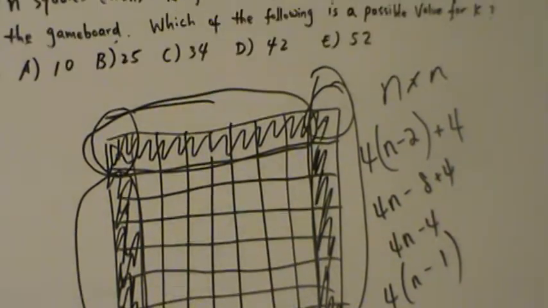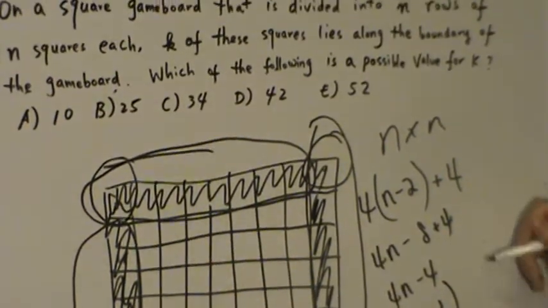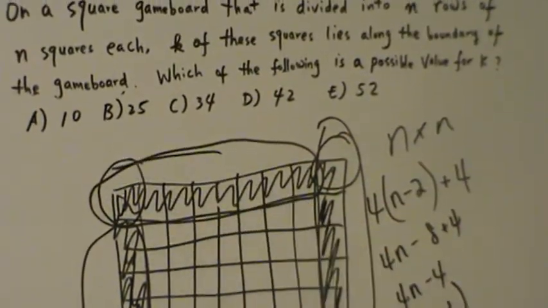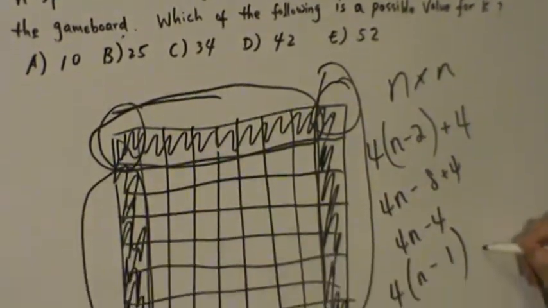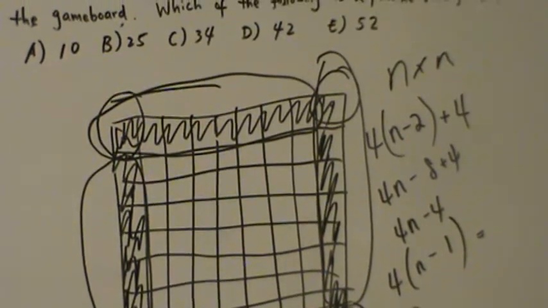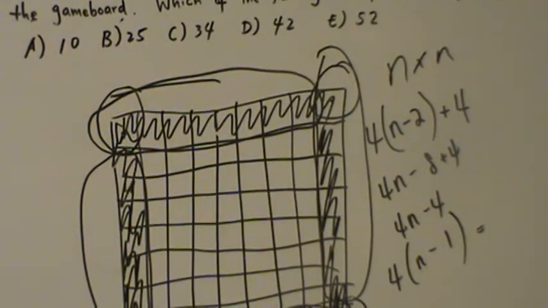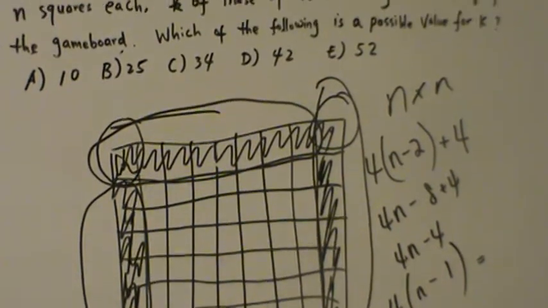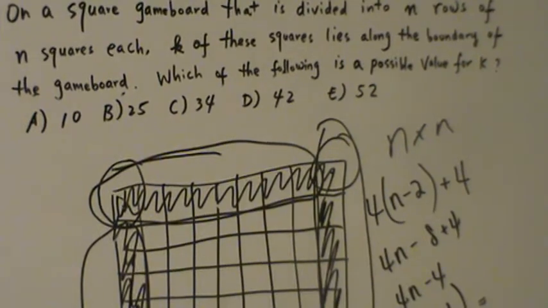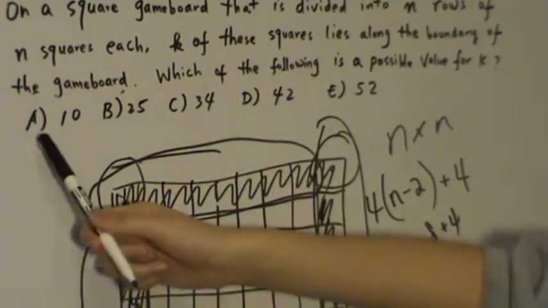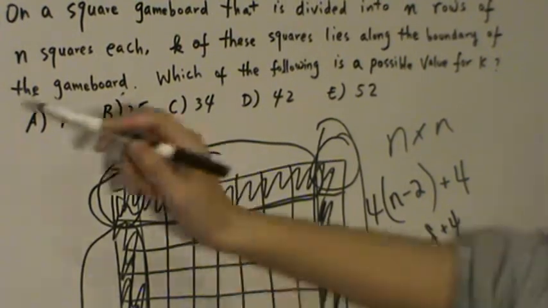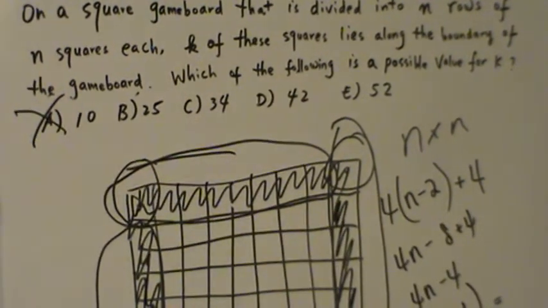Okay, so now that we know that 4 times the quantity n minus 1 stands for k, we need to find which of these values is a possible value. That means whatever k is, it has to be divisible by 4. If it isn't, it's going to give us a decimal, and you can't have part of a square because that is not possible. Let's start with option A, 10. 10 is not divisible by 4, so it is not a possible value for k.